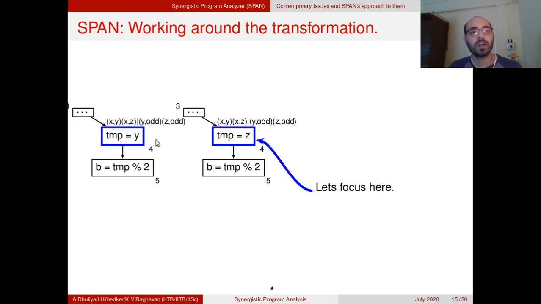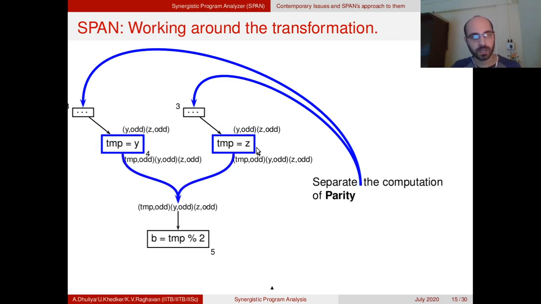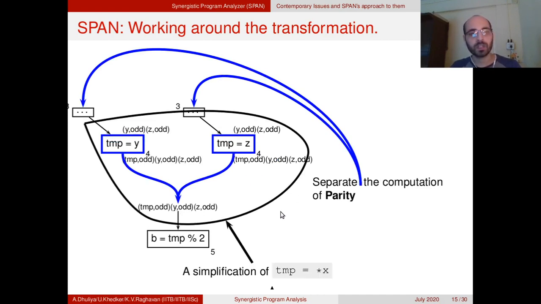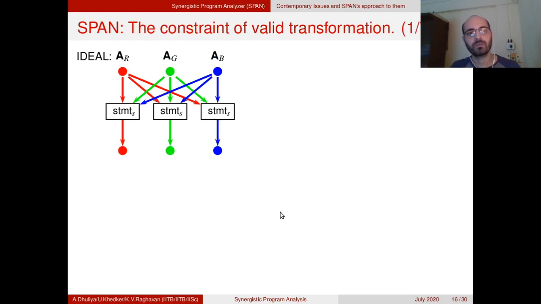Effectively it translates to: in some executions of the program temp is y, and in other executions temp is z. You need to analyze them separately, combine the results, and then transfer the result to the next node. That is how SPAN works. It simplifies the statement *temp is equal to *x to this and computes the final solution.